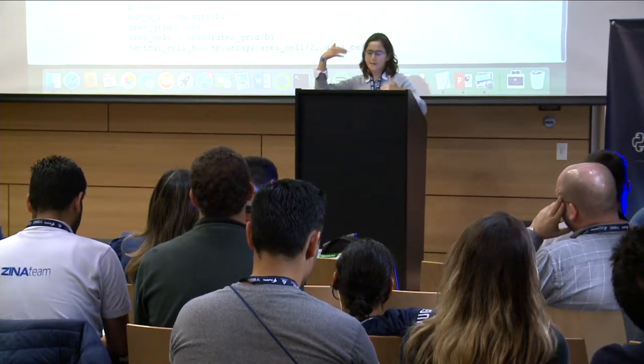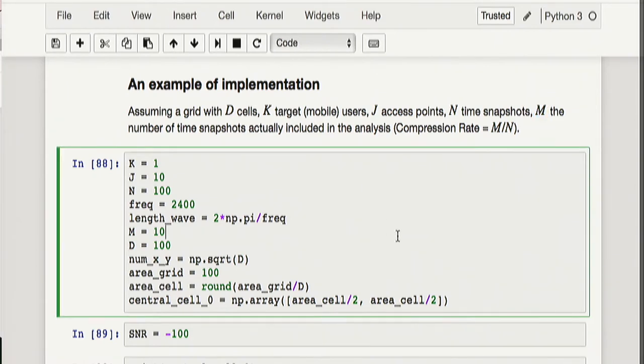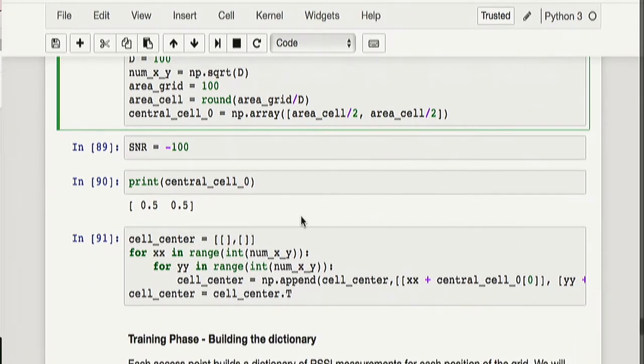As you can see, we have many cells in this plot. The size of this grid is going to be D. We will have K target nodes. We will have J access points, N time snapshots. This means a different instance of time where we are receiving and studying the signal. And we will do a compression in time. This means the compressed sensing paradigm will be applied in a way that we will have to read less time snapshots of the signal. So the implementation goes like this. In here, we are defining the grid, all the structure and the architecture of what we want actually to implement.